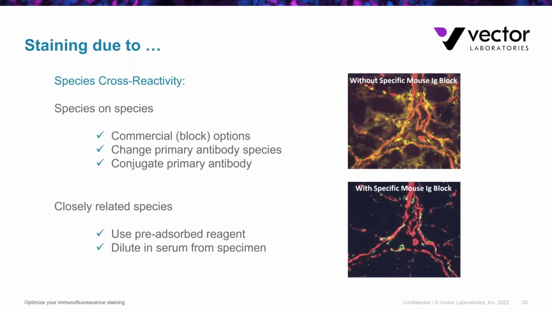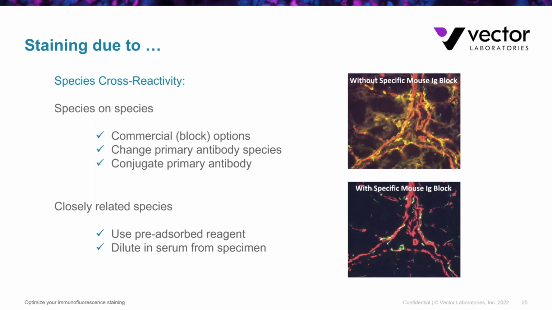So if you do see staining due to a secondary detection reagent, I did say it was potentially due to species cross-reactivity, and you might be encountering things such as a species-on-species scenario, whereby you are applying, say, a mouse primary antibody onto mouse tissue sections and detecting that primary antibody with an anti-mouse secondary antibody.